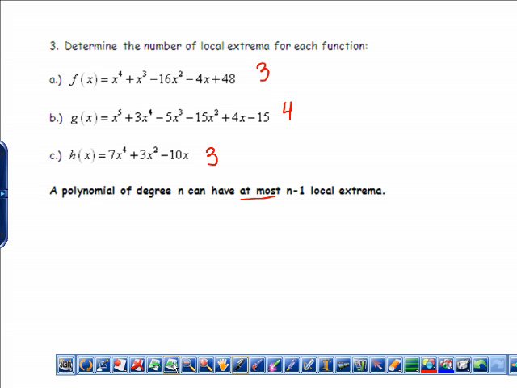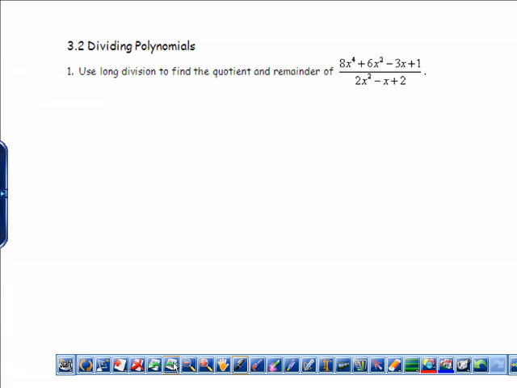Things can change in the graph, and the graph cannot appear to have that many maxes and mins. All right, now let's do 3.2. I'm not going to go through this and teach it to you like this is, again, this is review.